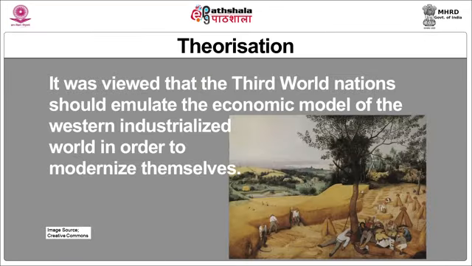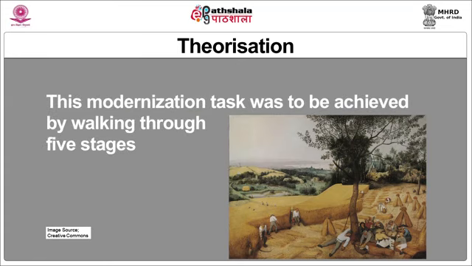During the modernization phase of development, it was viewed that the third world nations should emulate the economic model of the Western industrialized world in order to modernize themselves. The modernization task was to be achieved by walking through 5 different stages. The first stage was the traditional society. In order to reach the next stage of development, there were certain prerequisites such as political stability, which was the second stage. This was essential for sustained economic growth, which could be identified as the third stage.